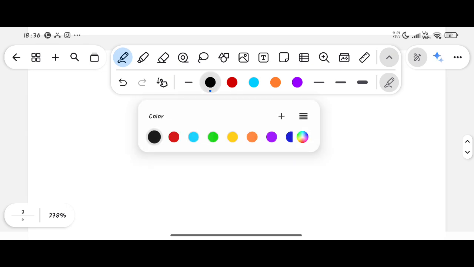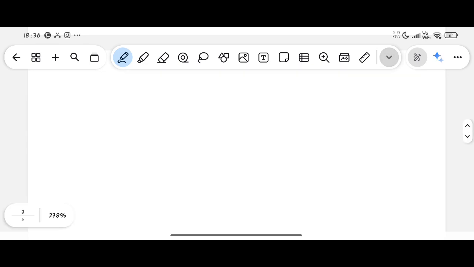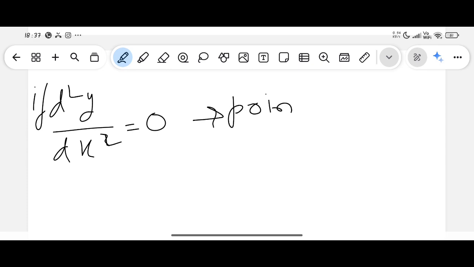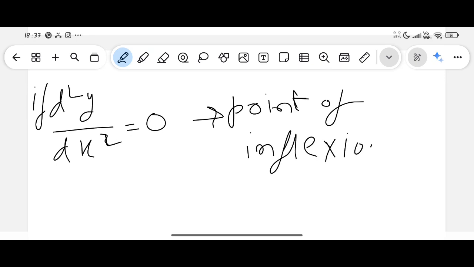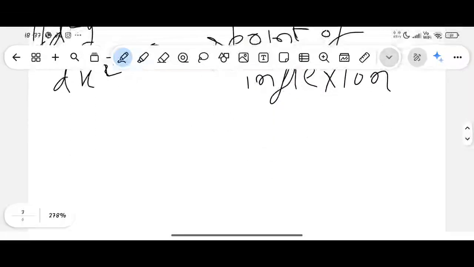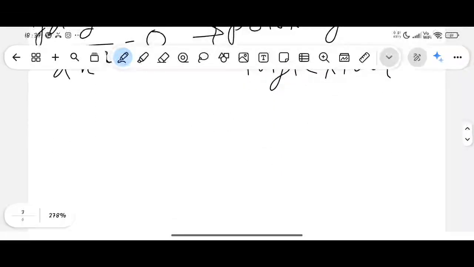So here, d2y/dx2 is 0 at what we call a point of inflection. Now what does this point of inflection mean? This point of inflection is nothing but the point where the graph changes its curvature.